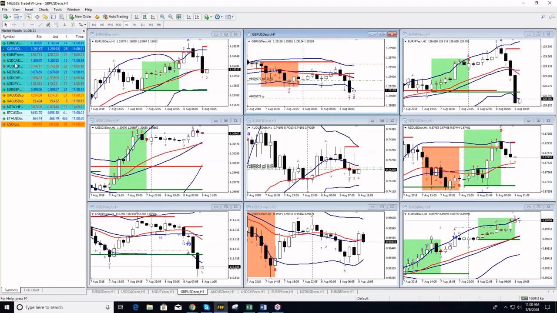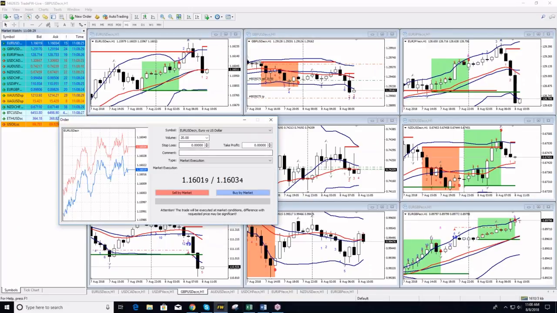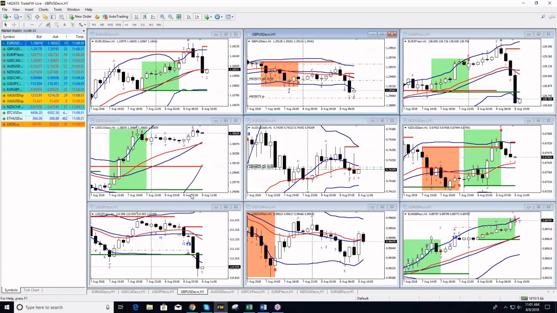I'm monitoring all. Okay, guys, now I will short. I think I will short Euro USD. I'm shorting Euro USD, 10 lots. So a nice setup there. I have just entered, shorted Euro USD, 10 lots. Just a moment to determine my take profit and stop loss.